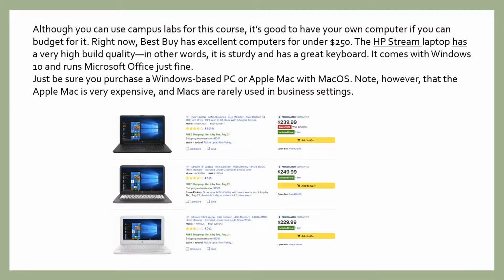Although you can use Campus Labs for this course, it's good to have your own computer if you can budget for it. Right now, Best Buy has excellent computers for under $250. The HP Stream laptop has a very high build quality. In other words, it is sturdy and has a great keyboard. It comes with Windows 10 and runs Microsoft Office just fine. Just be sure you purchase a Windows-based PC or Apple Mac with Mac OS. Note, however, that the Apple Mac is very expensive and Macs are rarely used in business settings.